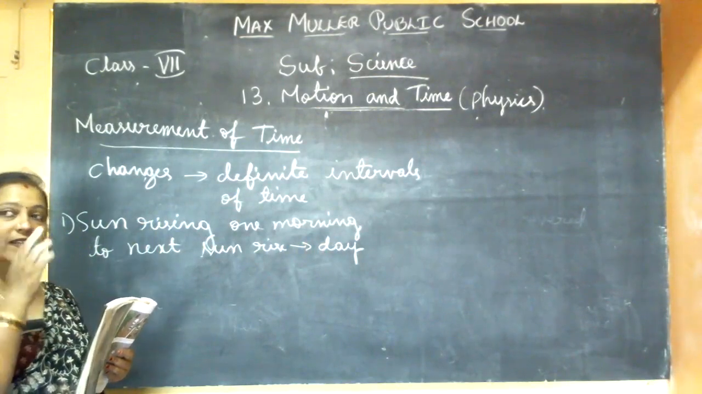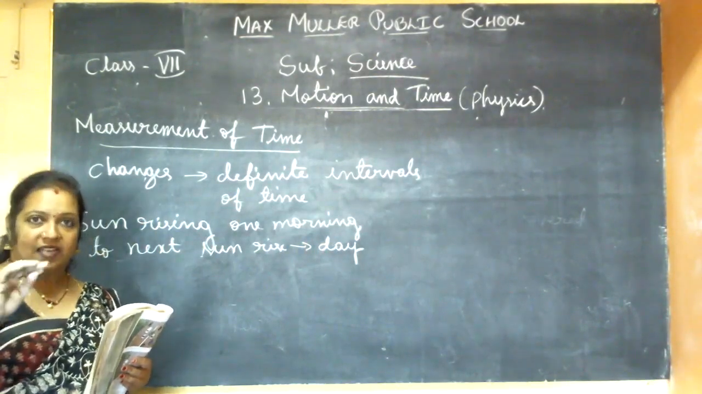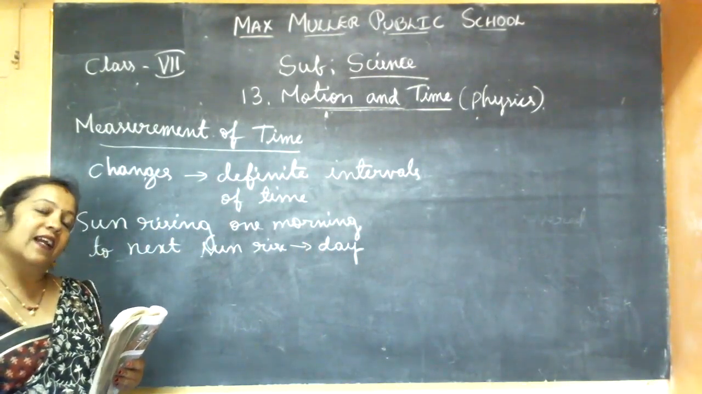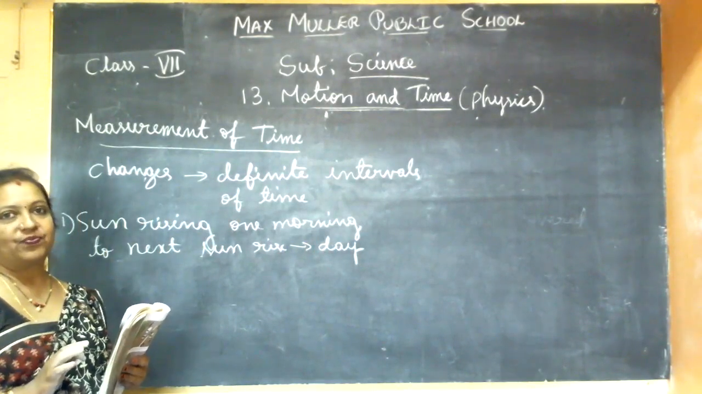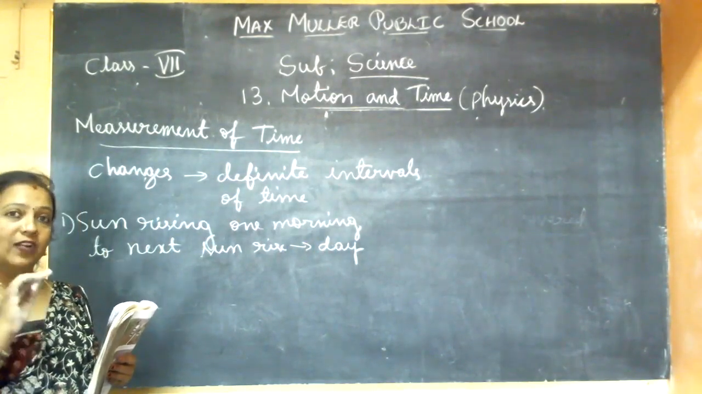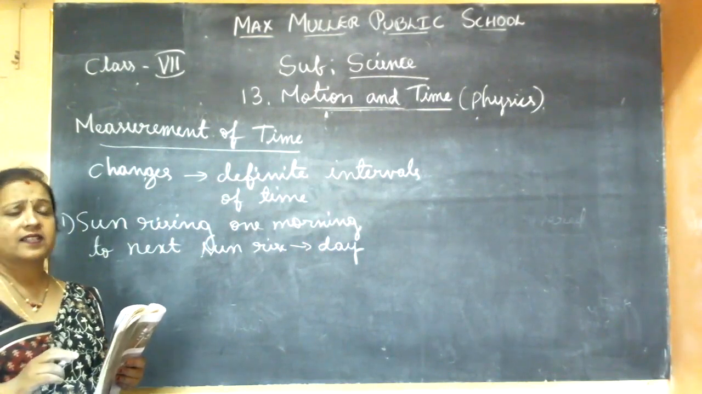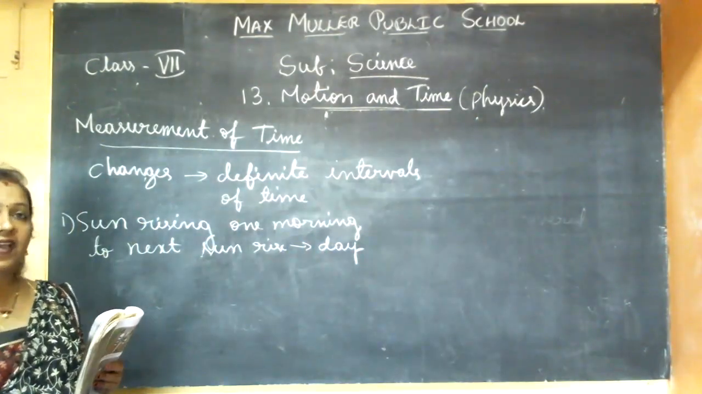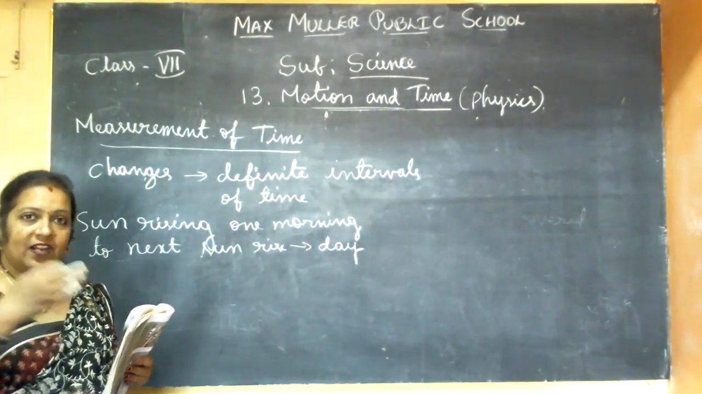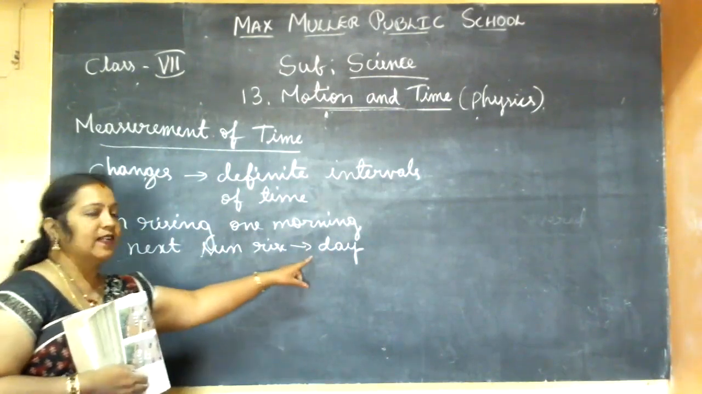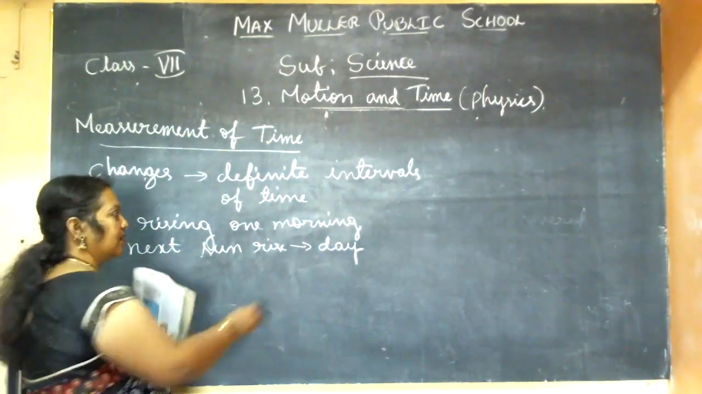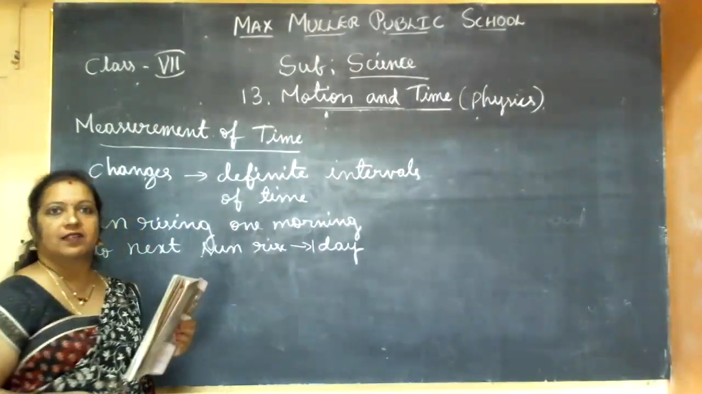So this is the comparison. Today the sun rises now, the next day again the sun is rising. So from one sunrise to another sunrise, they calculated that period of time as one day. This is one day they have considered.